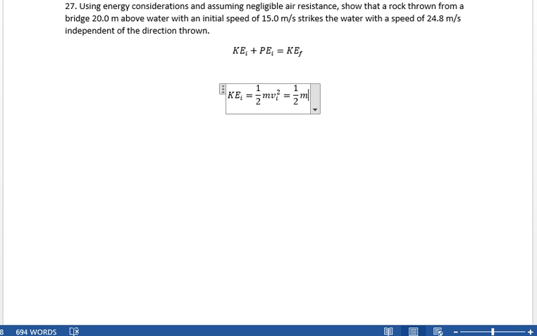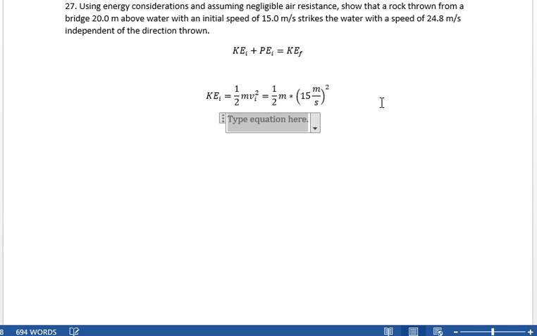And the velocity is 15 meters per second, squared. Let me put a times. All right. And what is the initial potential energy? Right? Is the mass times our friendly 9.8 meters per second squared times the height. And the height is 20 meters. Right?